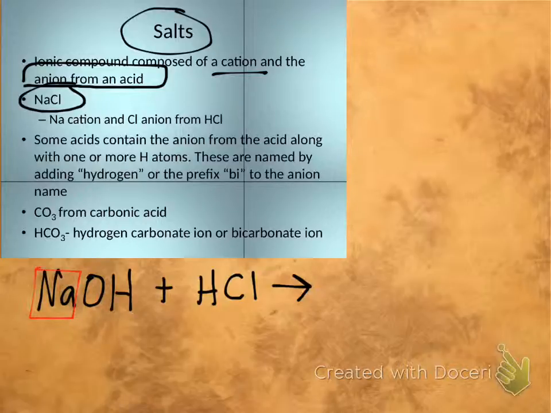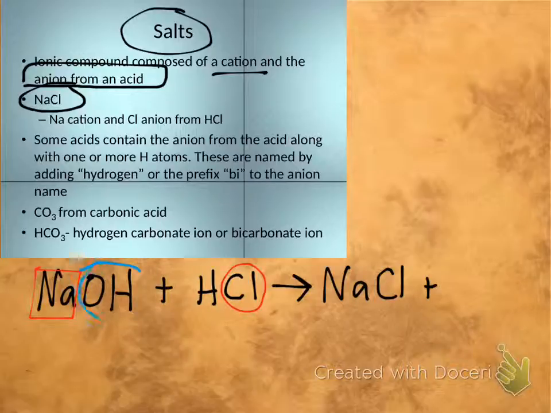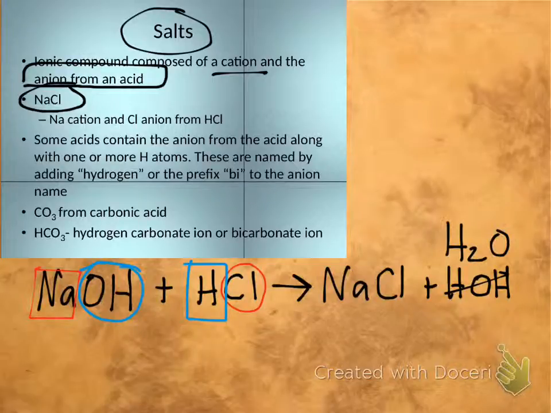So the sodium and the chlorine form NaCl. And then the hydroxide ion and the hydrogen ion form something also. What do they form? What is that? Yes. So basically, you put an acid and a base together, they neutralize, you get a salt, and you get water.